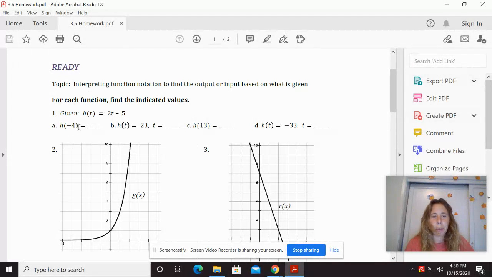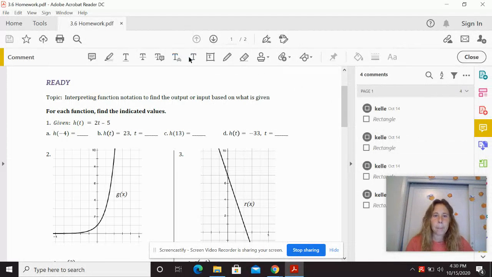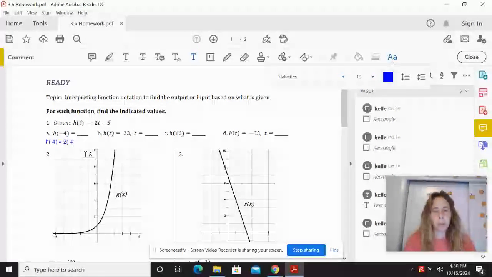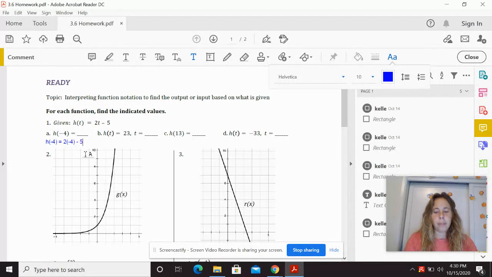All right, so h of negative 4. I'm going to substitute negative 4 in for t. So I have h of negative 4 equals 2 times negative 4, and then minus 5. Then 2 times negative 4 is negative 8, minus 5 equals negative 13. So the answer to this one is negative 13.